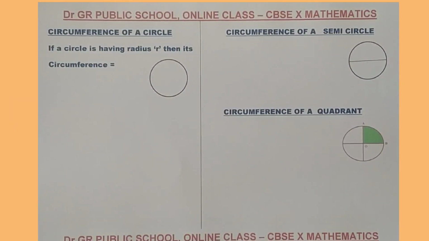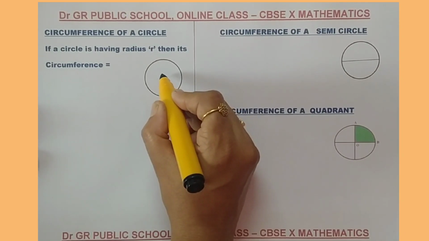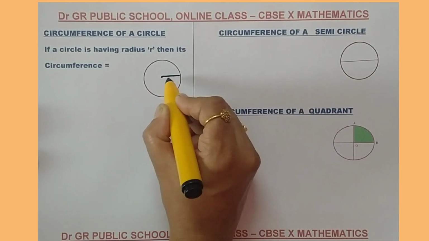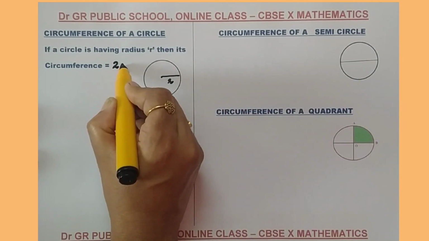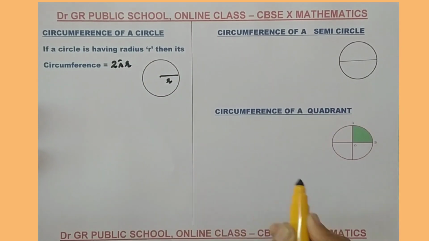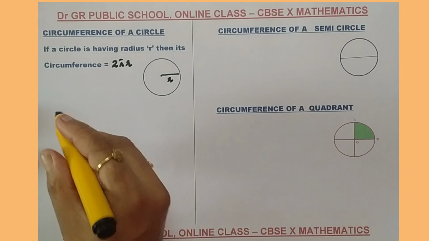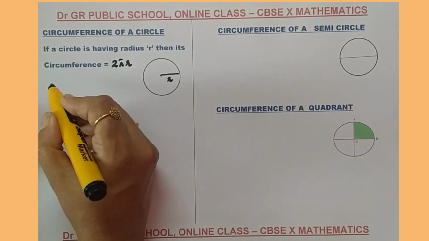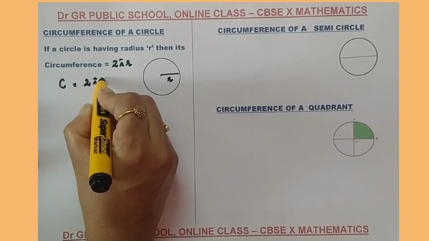You can see the relation of pi with the circumference of the circle. You studied in the lower class the formula to find the circumference of a circle. Consider a circle having a radius r. Then its circumference will be 2 pi r. Now, I will show you the relation of the circumference with pi. Circumference can be written as c. So, c equals 2 pi r.